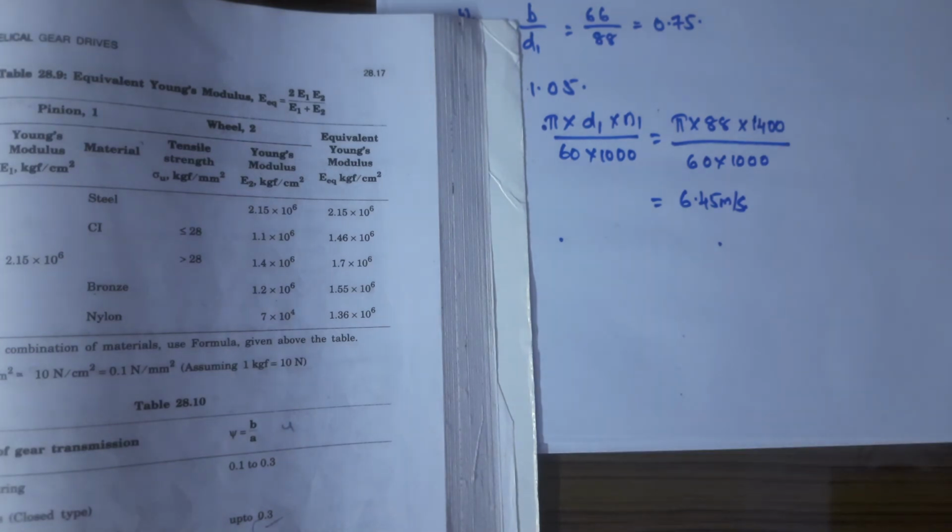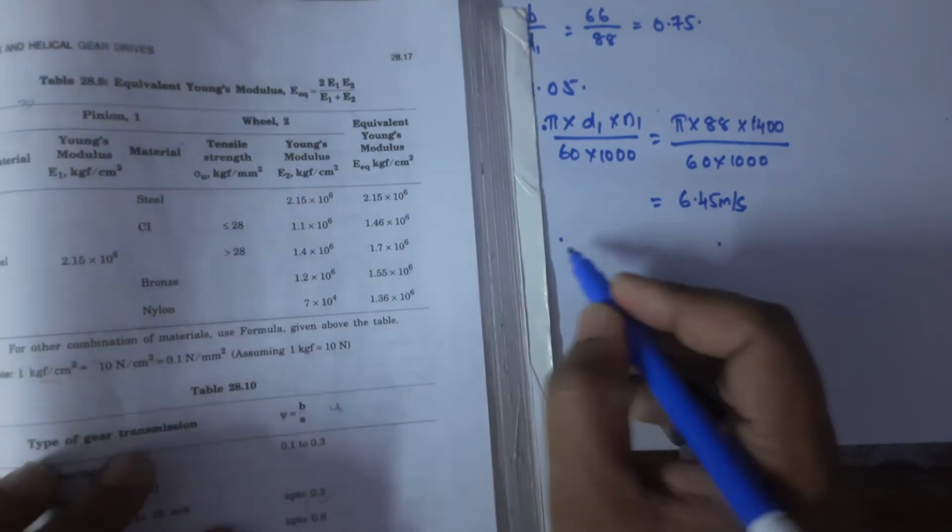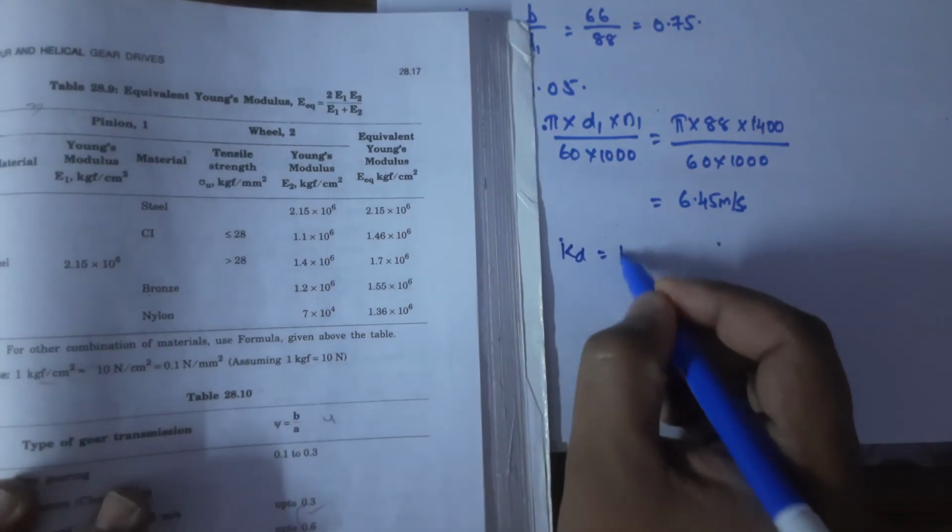So 8 will be the high loading, that is the coarse one, that means high machineries. Whereas 6 and 8 will be the medium one, and 5 will be the low one. So I am taking the Kd value as 1.4.